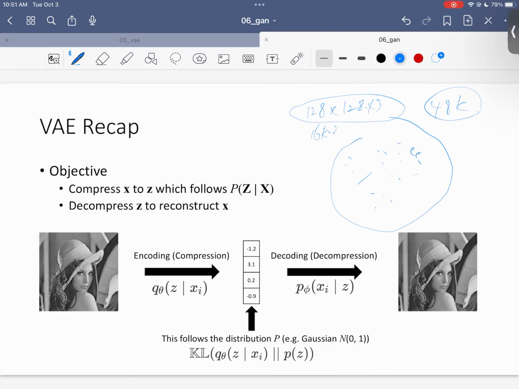Like all dog images can be here, like husky, chihuahua, golden retrievers, border collie, whatever. And then there will be people here, and then there will be cats here. So the distribution would have high density here and here and here, but most of the space, most regions in 48,000 dimensions will be completely zero. Will have zero support, because complete black or complete white is not a realistic image, right? Or even Gaussian noise is not a realistic image.